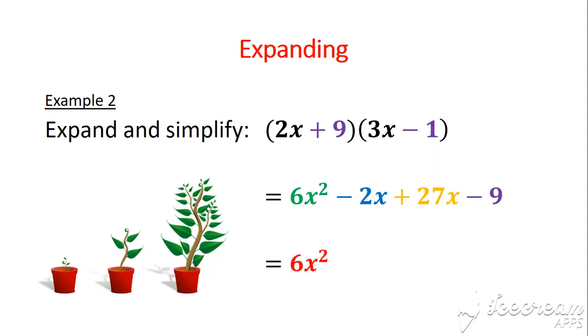Right, so we have 6x squared as our only term with an x squared in it. We have this minus 2x plus 27x. So think of it like minus 2 plus 27, or 27 take away 2 gives plus 25x, and our minus 9.